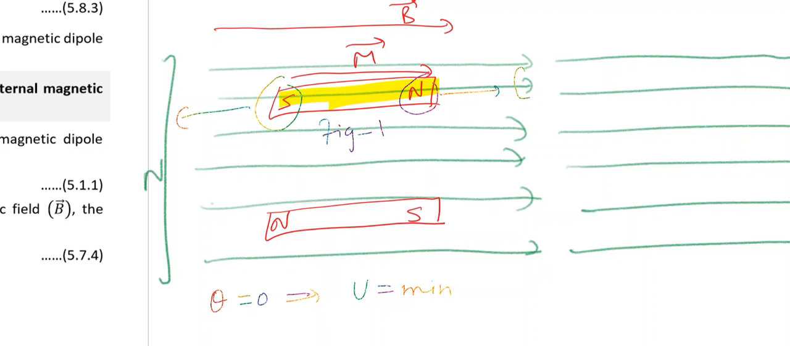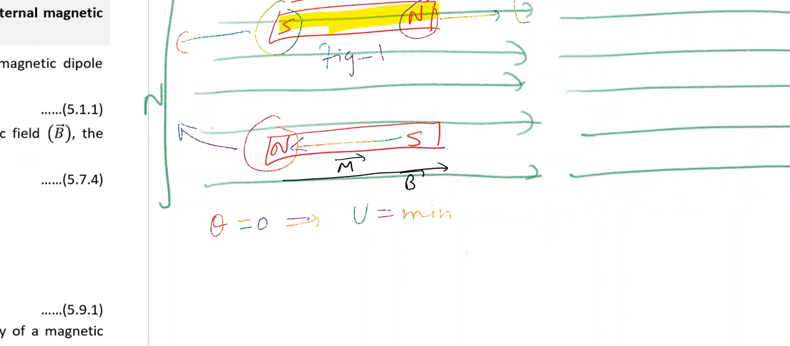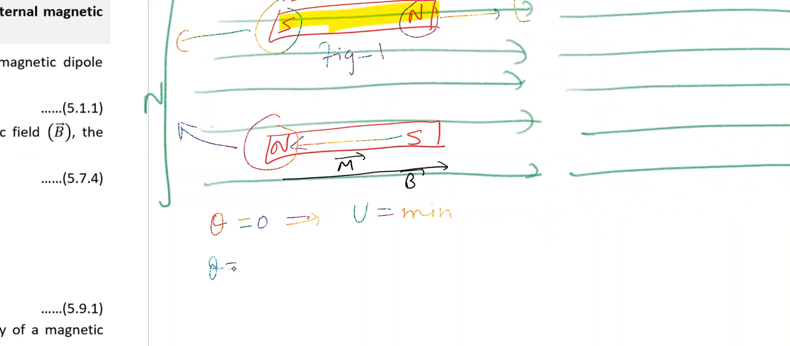And what about this case where the dipole moment is from south to north? So the dipole moment is towards the left, from right to left, and the magnetic field is from left to right. What must be the case here? This is the most uncomfortable situation because the north of the magnet is facing the external north. So I can say that when theta is pi, the angle between m and B is 180, the potential energy should be maximum. So this is our prediction.